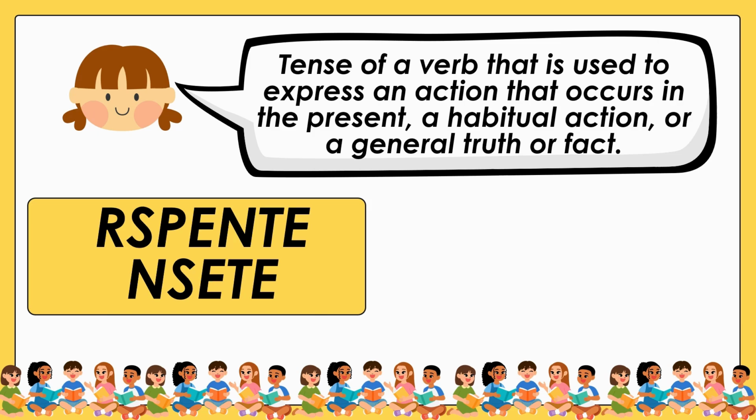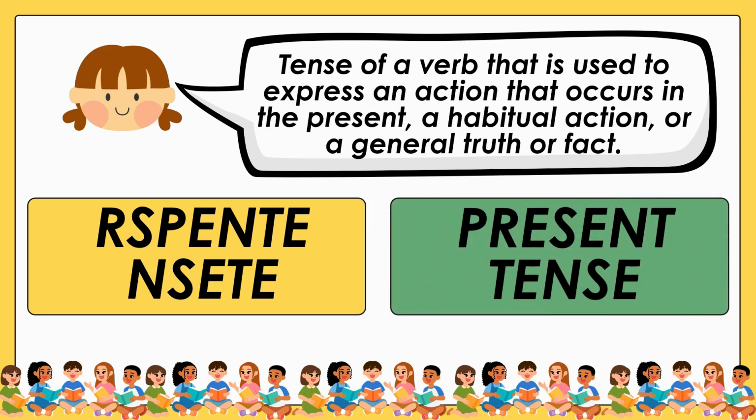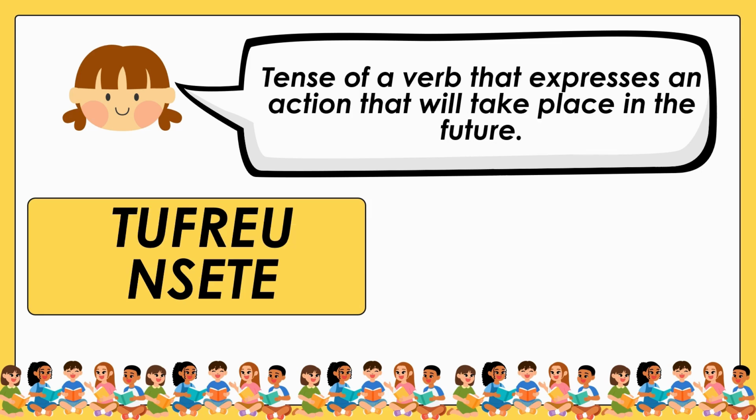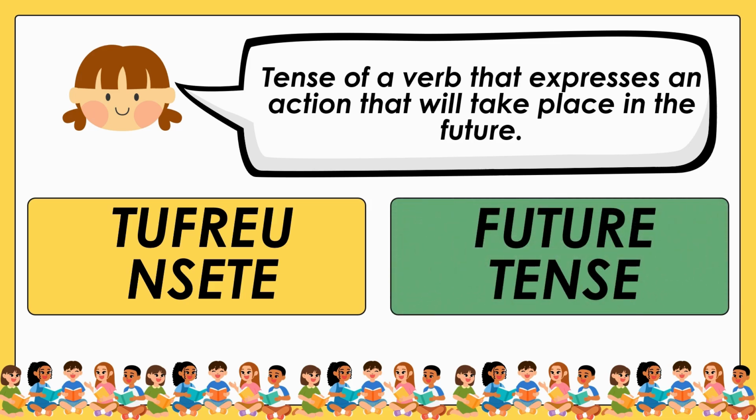Second, the tense of a verb that is used to express an action that occurs in the present, a habitual action, or a general truth or fact. The correct answer is present tense. Third, the tense of a verb that expresses an action that will take place in the future. The correct answer is future tense.